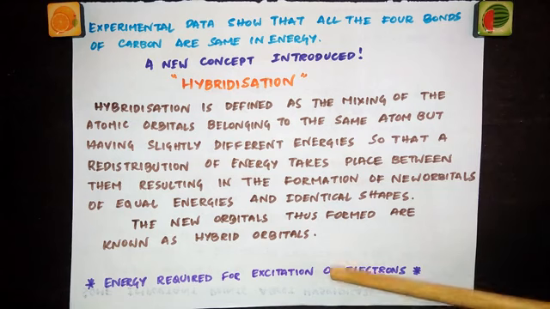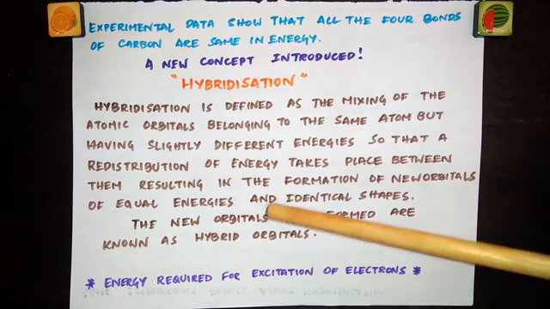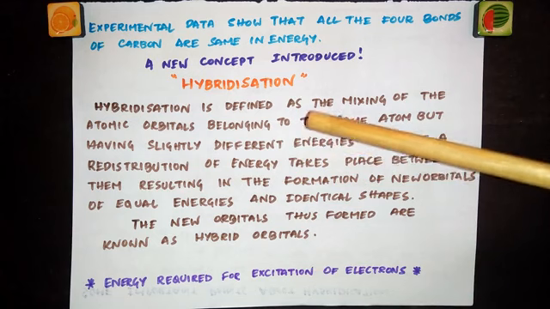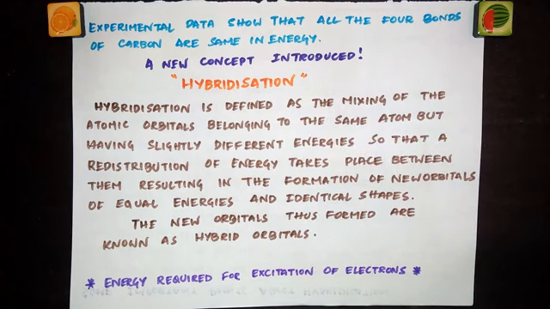And I want to mention one thing here. The electron is excited to a higher orbital. In the case of carbon, from s orbital it is jumping to the p orbital. Energy is required. That energy required for excitation of electrons becomes available when the combining atoms approach each other. When they approach each other, energy is released.